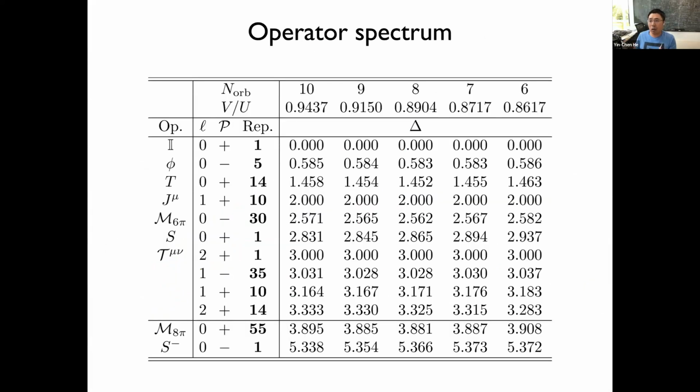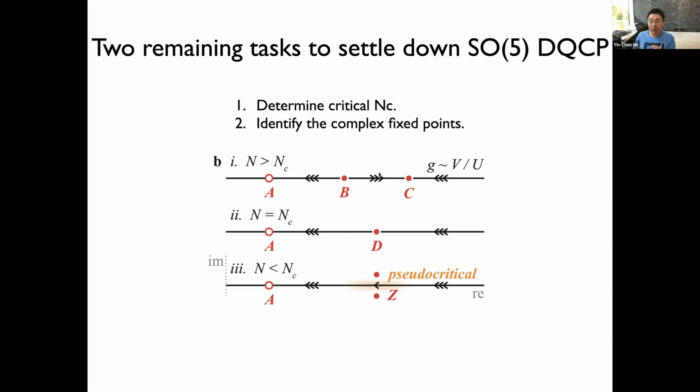We can also get a number of primary operators, some of which have interesting physical meanings, but I don't have time to expand on those. But let me mention that there are two remaining tasks we need to do in order to settle the SO5 deconfined criticality. One is that we want to determine the critical N_c at which those two fixed points collide, and we also want to identify the complex fixed points for n equals 1, right? Both of these are feasible using the fuzzy sphere regularization.